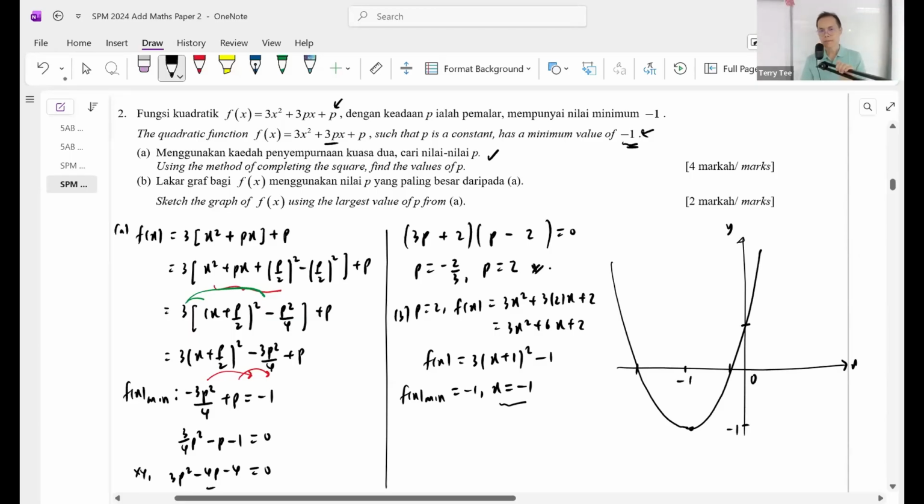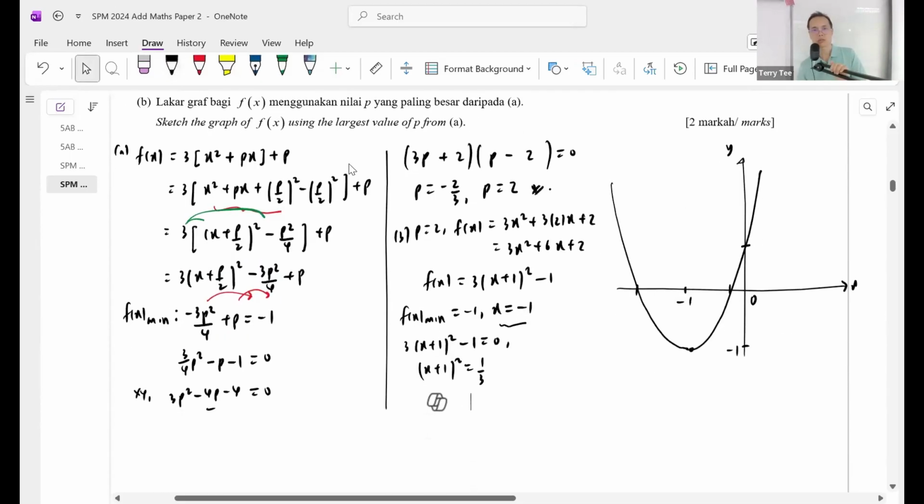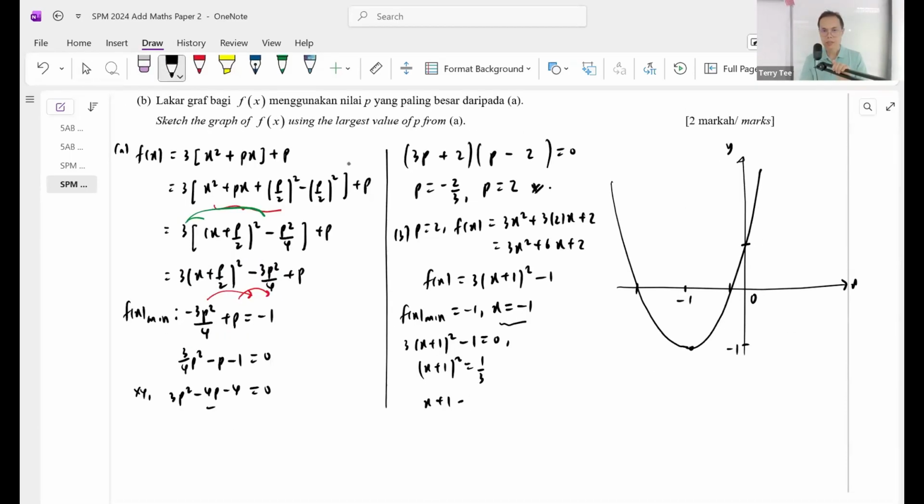You need to either solve by quadratic formula from here, or you can use the result from the earlier part, like the one where you completed the square. Here, we let y be 0. At the x-axis, y is 0. You solve for x. This will be 1 over 3. When you square root it, they are plus minus, right? Plus minus 1 over 3. x is minus 1 plus minus 1 over 3.